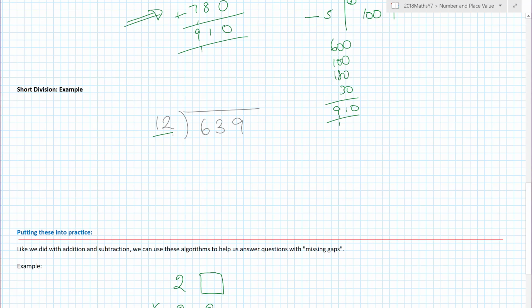Well, we say 12s into 6 don't go. Well, that sucks. 12 into 6 don't go, right? So what do? Put a 0 here, and we carry the 6. And we say 12s into 63. 12, 24, 36, 48, 60. It goes 5 times. Remainder 3. 12s into 39. 12, 24, 36. It goes 3 times.